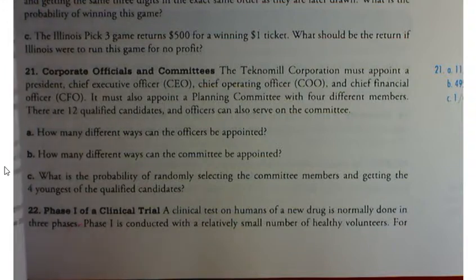So, this is getting to the idea of, does the order matter or not? If you're going to be an officer, does it matter if you're picked first, second, third, or fourth? Yeah, it does matter, because CEO is different than COO, different than CFO, etc. So in this case, the order matters. So if the order matters, what should I be doing for my calculation here? Permutations. Good. So I should do 12P4.